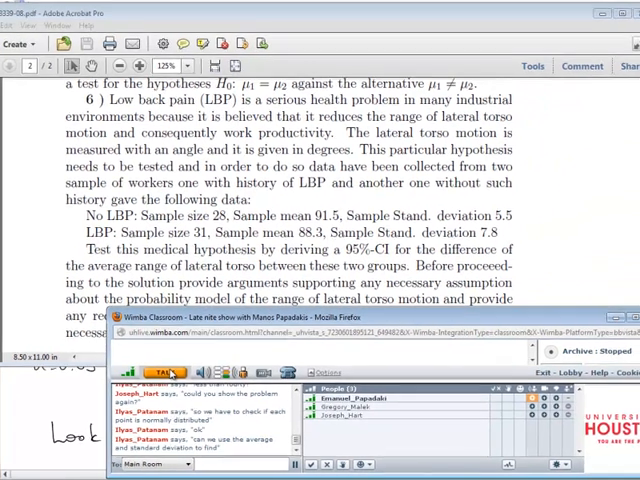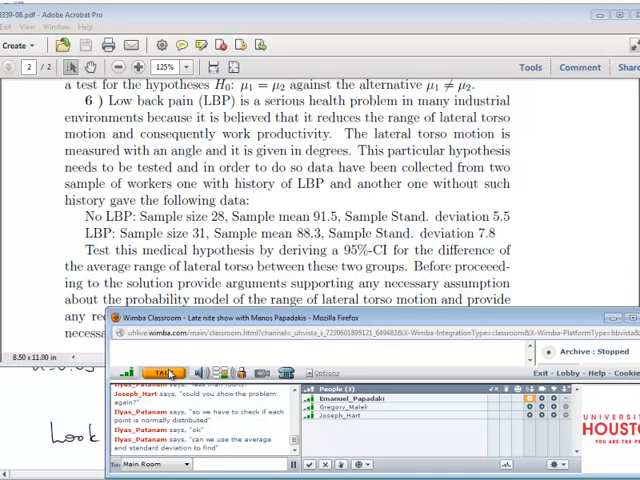So what is the hypothesis we want to test here? It's here in the problem. The lateral torso motion is measured with an angle, and that angle is given in degrees. Low back pain is believed to reduce the range of lateral torso motion, and consequently work productivity. So we have two samples here. One of people, the control group, with no low back pain. This is called the control group because this is the group that has no problems, and it has 28 people. And then we have another group, the low back pain group, which has 31.